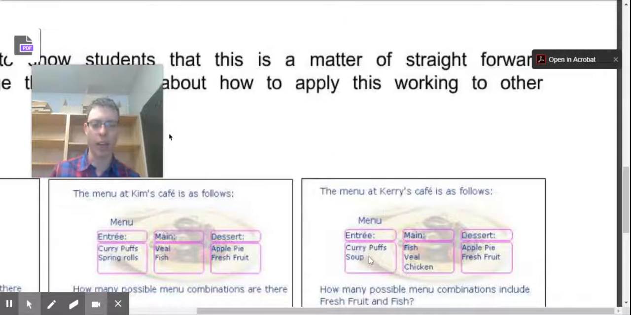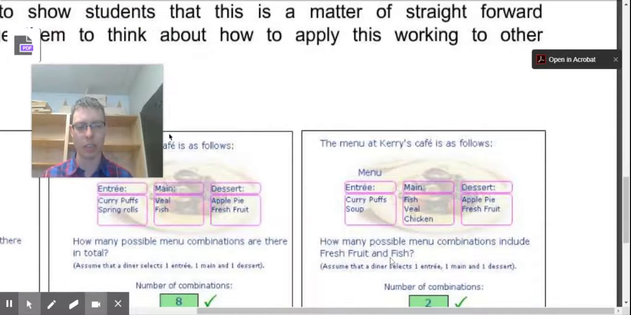All right, let's do the last one together, and I think you'll have the hang of this. I got 2 options here, curry puffs and soup. 3 options here, fish, veal, and chicken. And 2 options here, apple pie and fresh fruit. So we have 2 multiplied by 3 multiplied by 2. Now that's going to be 12, because 2 multiplied by 3 is 6, and 6 multiplied by 2 is 12. Let's see if I'm right.